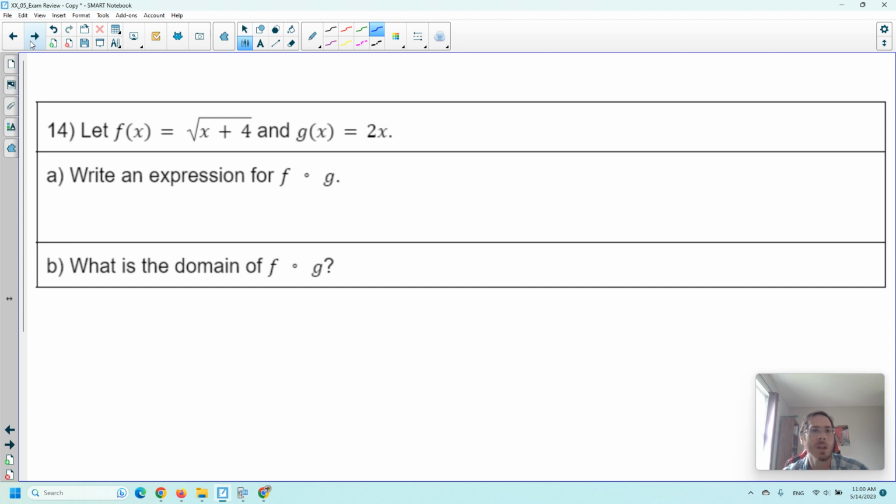For 14, we got f of x is square root of x plus 4, g of x is 2x. We got to do f of g. So remember, for the composition, we're going to take g, plug it into the x for f. So the expression is really just the square root of 2x plus 4. So that's it. That's all there is for part A.